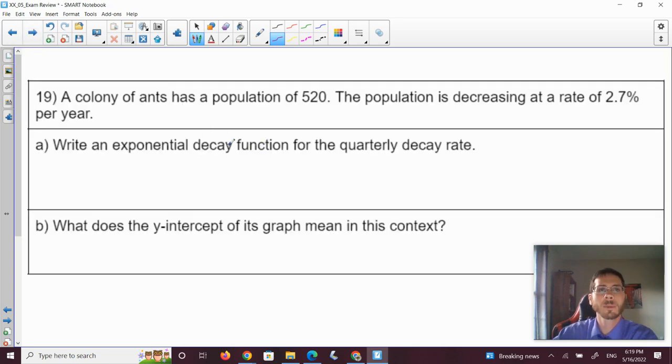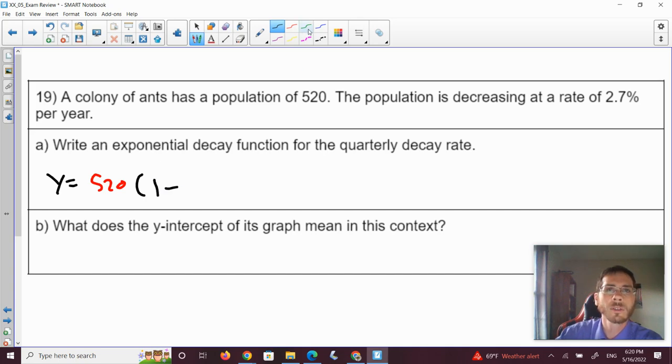For number 19, a colony of ants has a population of 520. The population is decreasing at a rate of 2.7% per year. Write an exponential decay function for the quarterly decay rate. All right. So start with our decay function, y equals 520 ants to start with. And we're decreasing, so 1 minus, and then we have a rate of 2.7, so 0.027 to the x power. Then we see we want to do quarterly, so quarterly means we need to have n equals 4, so y equals 520.